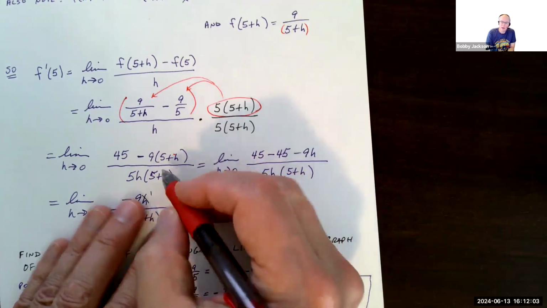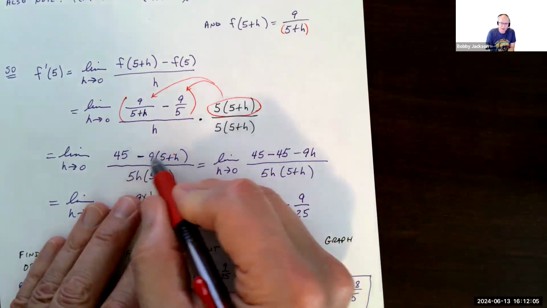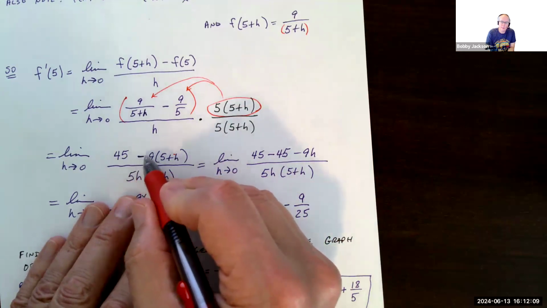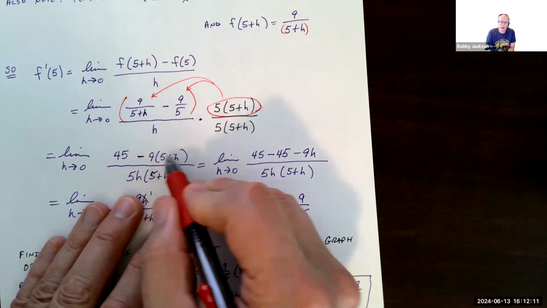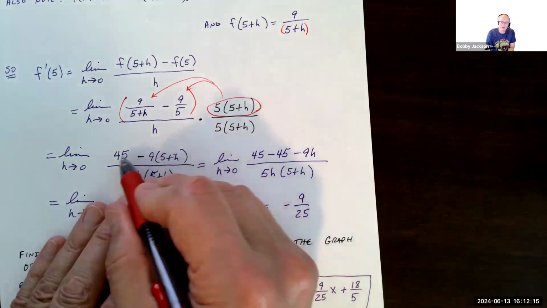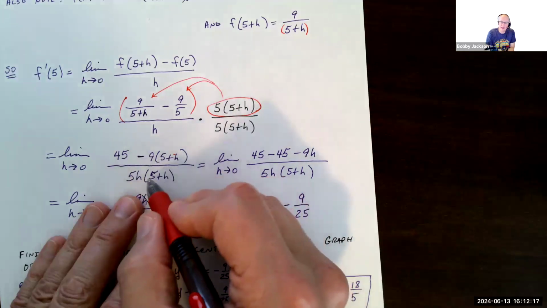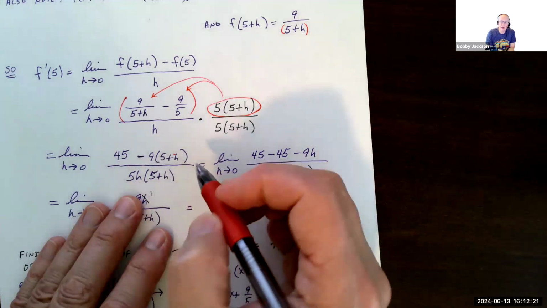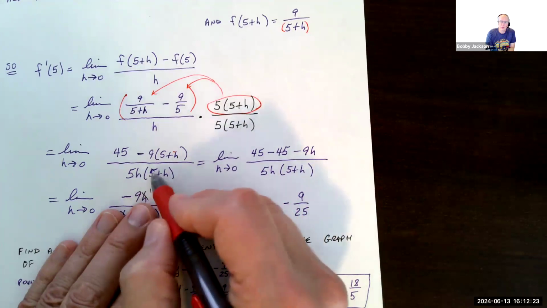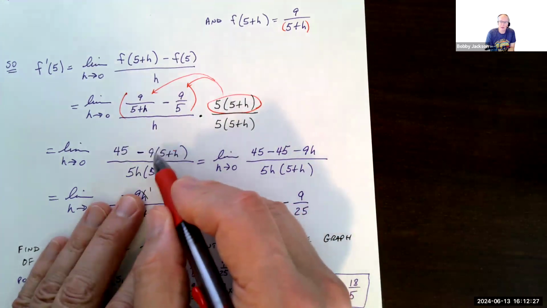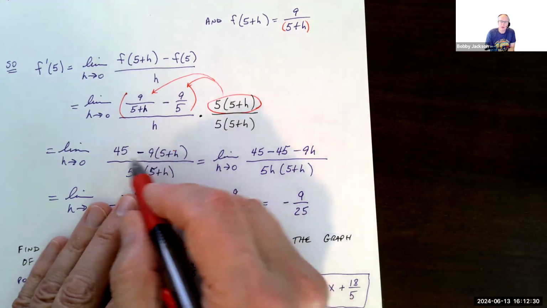Okay. Now be careful. This is not factored up top, right? This is 45 minus this quantity, which is a product, 9 times the quantity 5 plus h. But 5 plus h is not a factor up top. You can't divide top and bottom by 5 plus h. Okay, that's incorrect. So this denominator is dividing both the 45 and the 9 times 5 plus h. So how do we proceed?